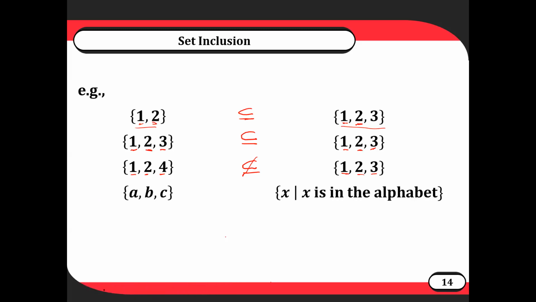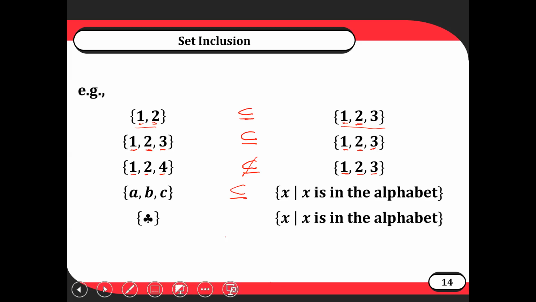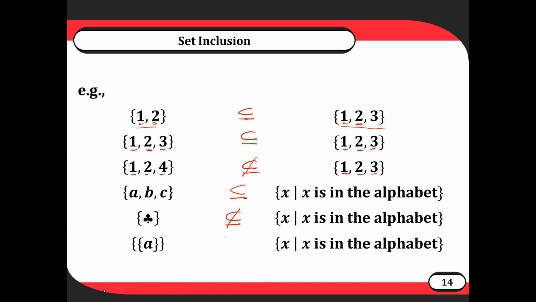A, B, C, and X, and the predicate is X is in the alphabet. So should this be included or not included? Does this set include a subset or no? Yeah, so this is a subset. They're both expressed differently, but they both represent valid sets. Here we have our club, and of course, that is not in the alphabet, so we would express it like this. Yeah, X the variable, not the letter.